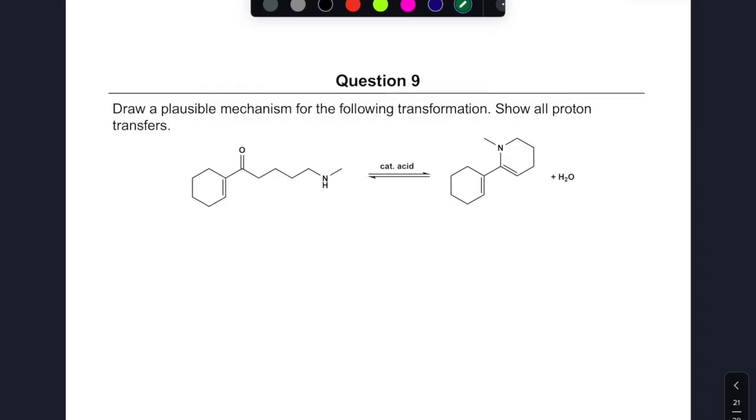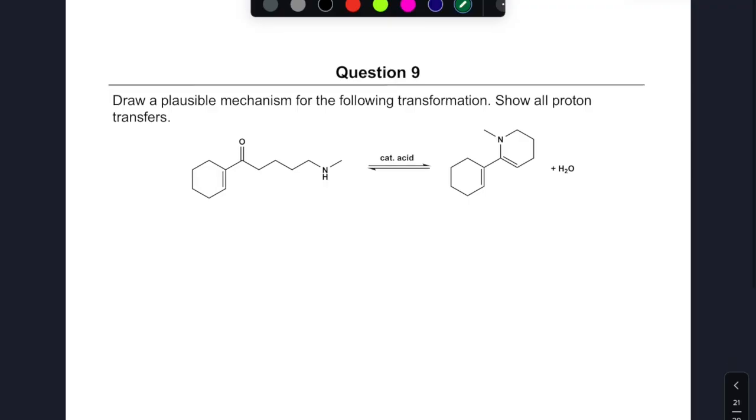Okay, so for this one, we're going to draw out the full mechanism in order to do this transformation. Now notice what you're doing, again, just to target it. Really all we're doing here is this nitrogen has to add to that carbonyl, which should be that carbonyl center over here. This is being done under acidic conditions, and if you notice, we are starting with a secondary amine in order to make a secondary enamine.